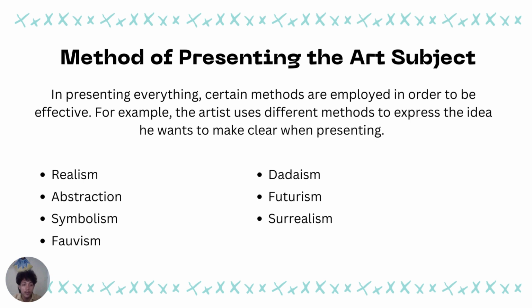Symbolism. It is a visible sign of something invisible such as an idea or a quality. Fauvism. It is an art movement that was established towards the beginning of the 20th century. Dadaism. It was an art movement of the European avant-garde in the early 20s. Futurism was an artistic and social movement that originated in Italy. Surrealism, a movement in art and literature which sought to release the creative potential of the unconscious mind.